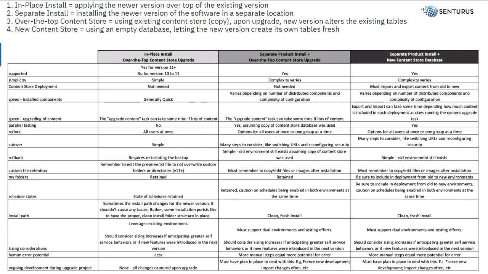And then once you've done that, you have two options for migrating. You can do an over-the-top content store upgrade, where you point it to the existing content store database, and it's going to go ahead and update all the schemas and tables for you. Or you can give it a brand new blank database, let it create its own fresh tables, and then individually migrate pieces over: reports, packages, all your objects, etc.